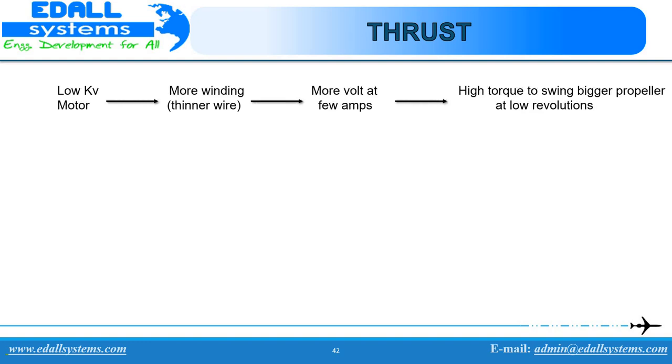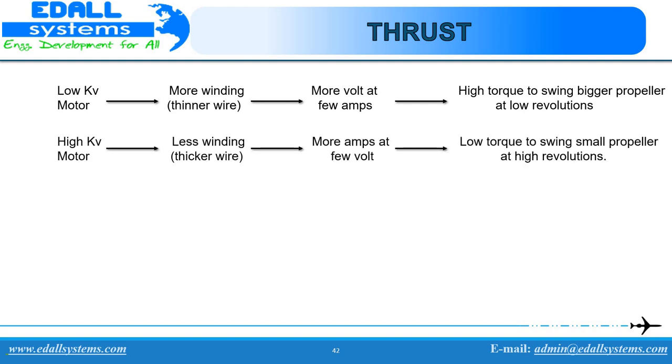A low kV motor has more windings of thinner wire and has more volts at few amps, which gives high torque to swing a bigger propeller at low revolutions. A high kV motor has fewer windings of thicker wire, has more amperes at few volts, and is used for low torque to swing small propellers at high revolutions.